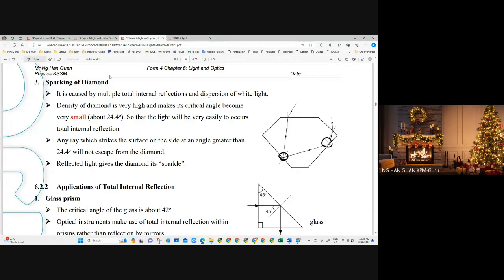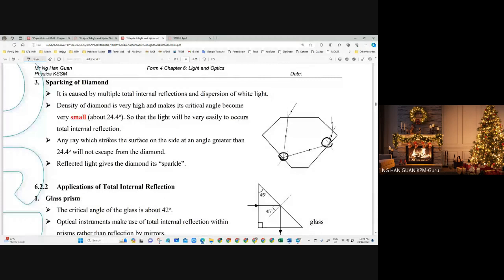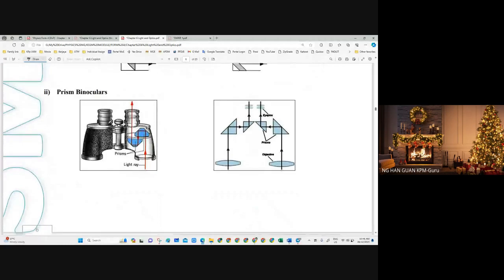Basically the diamond is an optically denser glass. But the ladies all like the diamond, because they like the shiny sparkling. If you study chemistry, diamond is just common carbon. The diamond has a very small critical angle, about 24.4 degrees. That's why the diamond is cut in such a shape, to make sure that all the light rays entering will be at more than 24.4 degrees. All right, I think that's all for this.